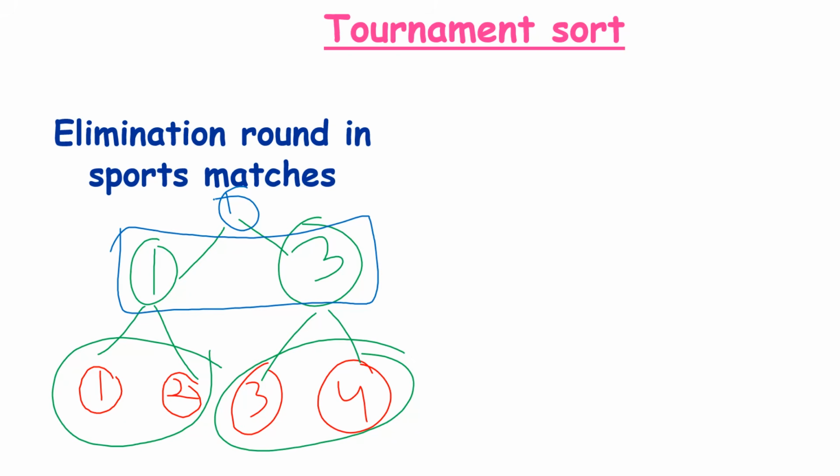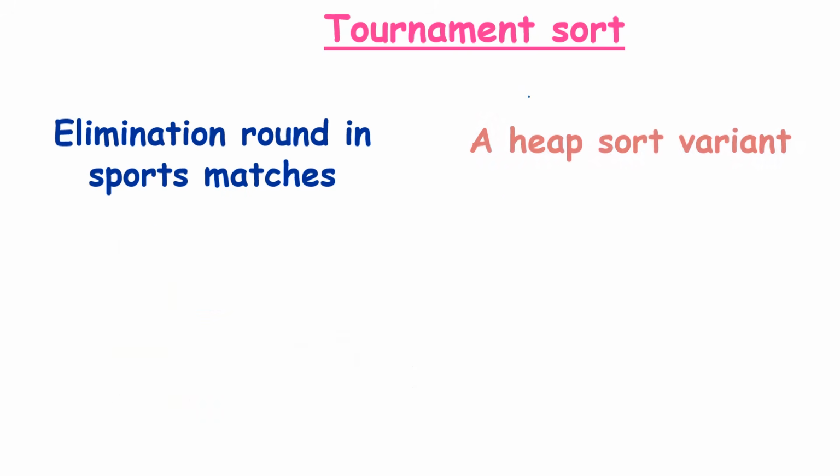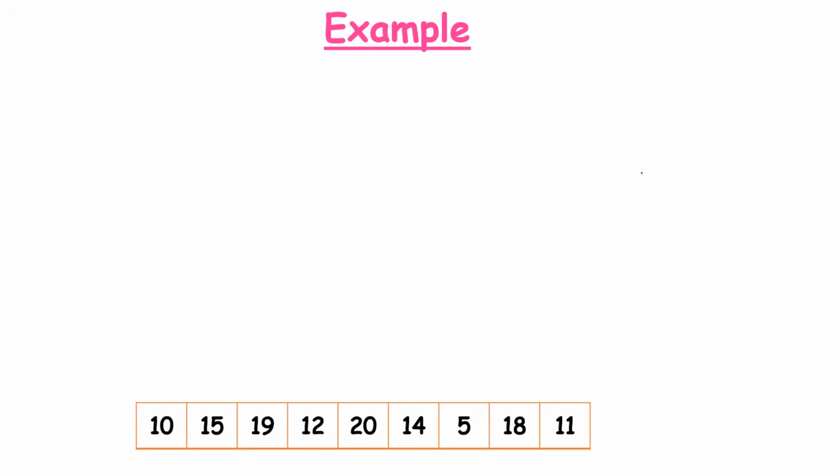Now, this exact same process we use in tournament sort. One more thing that we need to remember is that it is a variant of heap sort. We are all very familiar with heap sort. We will see how it is a variant of heap sort. Now let us take one example. Say we have 9 elements which are unsorted in an array.